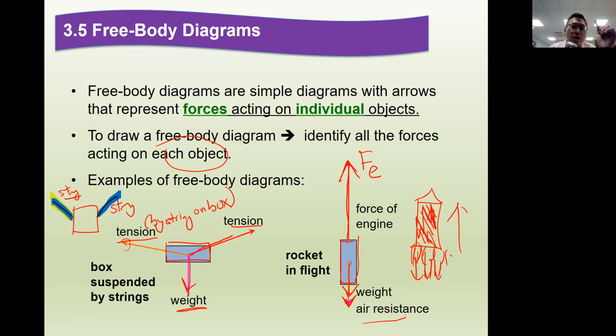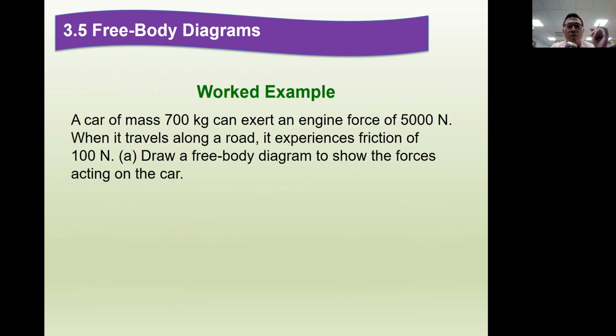So if you look at the free body diagram of the rocket itself, I have three forces acting on it: the engine force Fe, weight, and air resistance. From here, I will apply Newton's law to solve the question. Let's look at one example to see how we do it. An object is 700 kg, the engine force is 5,000 Newton, and there's a friction of 100 Newton. Draw a free body diagram to show the forces acting on the car itself.